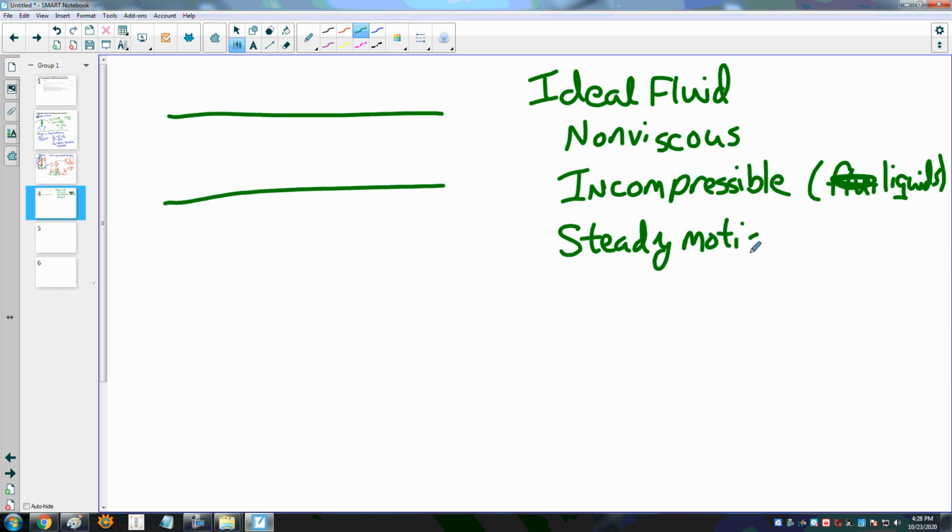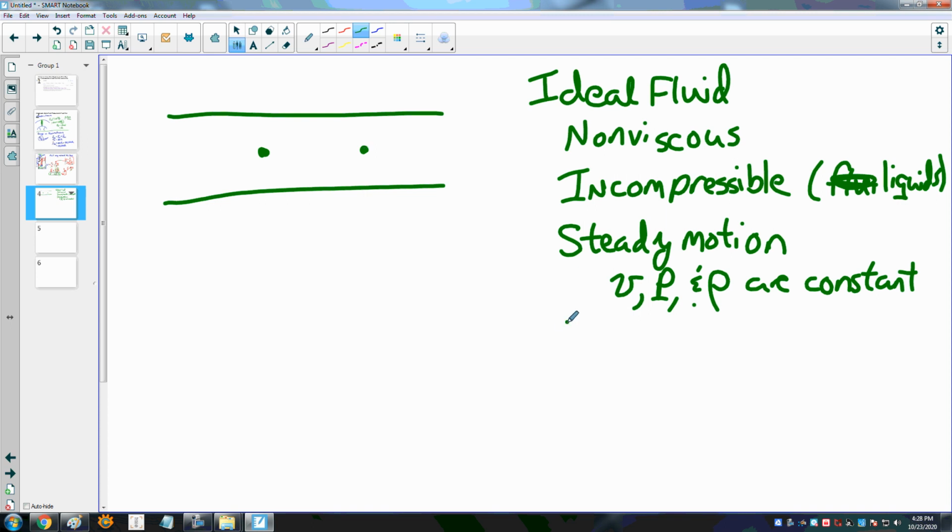That just means that at a particular point, the velocity, the pressure, and the density do not change with time. So steady motion is at a particular point, the velocity, the pressure, and the density are constant. Now, it doesn't mean that they can't be different at a different point. So the velocity and the pressure and the density might be different over here. Although actually, since it's incompressible, the density will always be constant because it's an incompressible material.